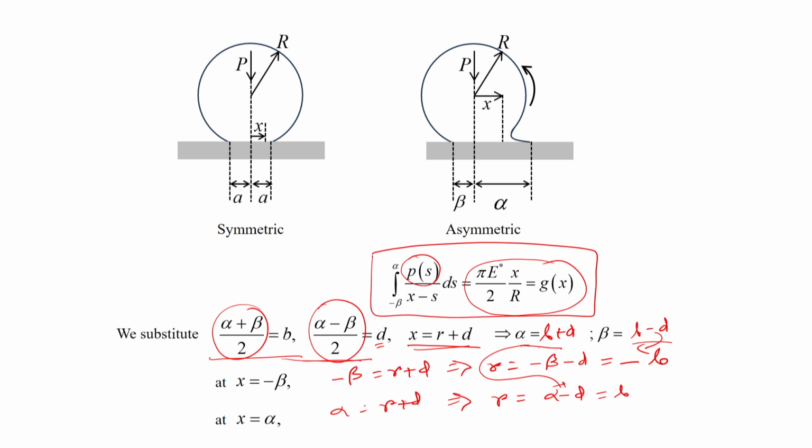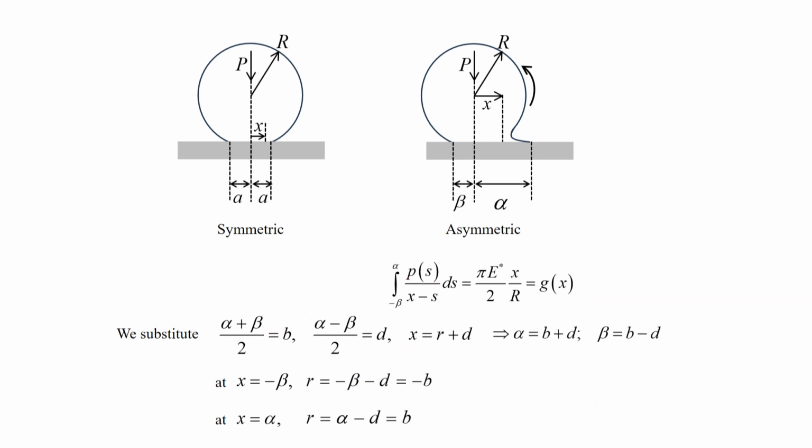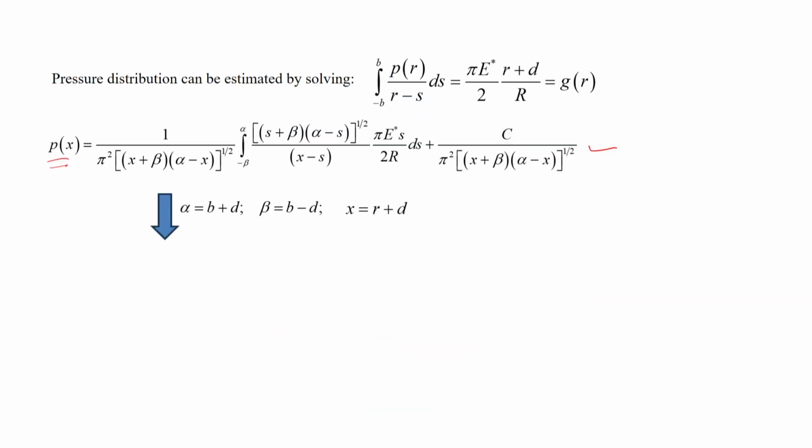So by having this transformation or this kind of substitution, we can actually convert this asymmetric equation into a symmetric one. That is what I would like to show you. So here, for example, this was the asymmetric equation that we had, and now we have changed this. What we will do is that instead of having x, we will have r plus d.